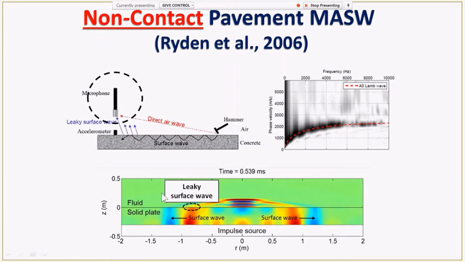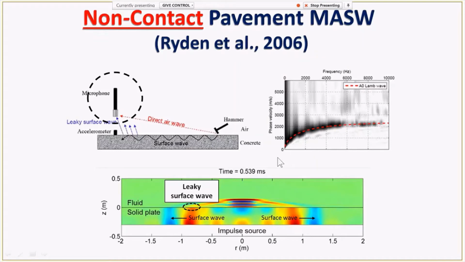Well, this is a snapshot of a numerical simulation of seismic wave propagation. This is a solid plate, which is basically a pavement layer, and this is a fluid, which is the air body here. So when we apply impact at the center of this setting, we see surface waves are generated and propagating in both directions. But at the same time, we see there is a small amount of surface wave energy leaked into the air in the form of sound waves. This is called the leaky mode surface wave. That's why the microphone could pick up these leaky mode surface waves in the form of sound waves.